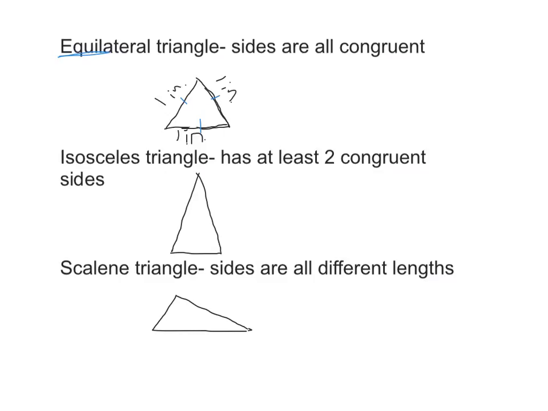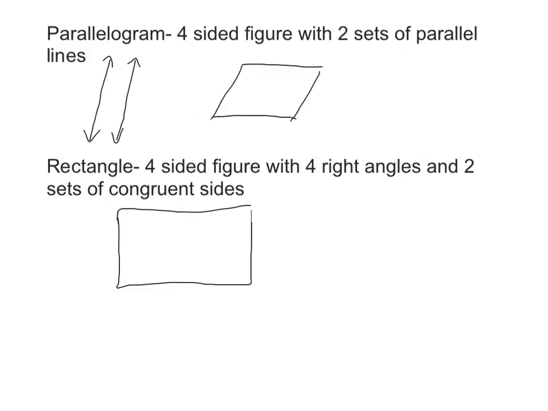An isosceles triangle, shown next, has at least two congruent sides. So as you can see here, my side and my side are congruent, but the bottom is much smaller, so there's a different side length. Now a scalene triangle, all of the sides have different lengths. So they're all represented as having different lengths.